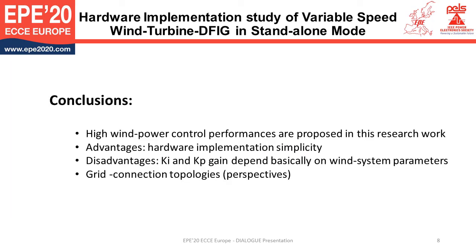So as conclusions, high wind power control performances are proposed in this research work. The hardware implementation simplicity is an advantage, and the Ki and the Kp again depend basically on the wind system parameters, so this is a drawback. And as perspective, we have grid connection topologies.